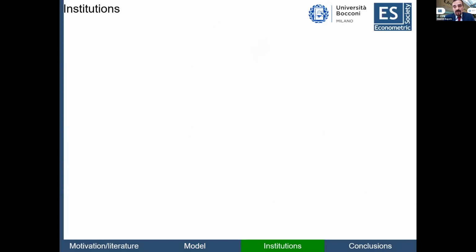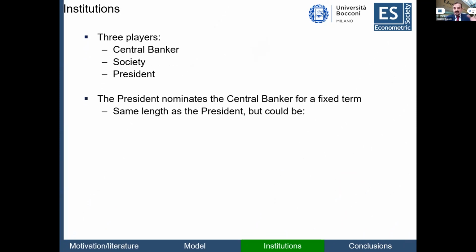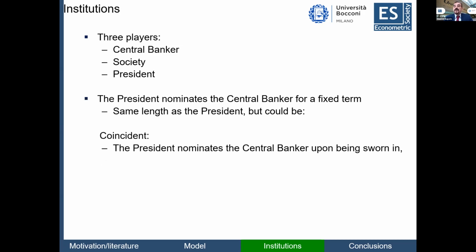Now, what is the role of this institution of the central bank versus the president? Well, let's include another player. The new player in this game is the president, who is now being elected. So the question is, when does the president nominate the new central banker for a fixed term that has the same length, for simplicity, as the president's? Well, it could be coincident, as is the case in Brazil.